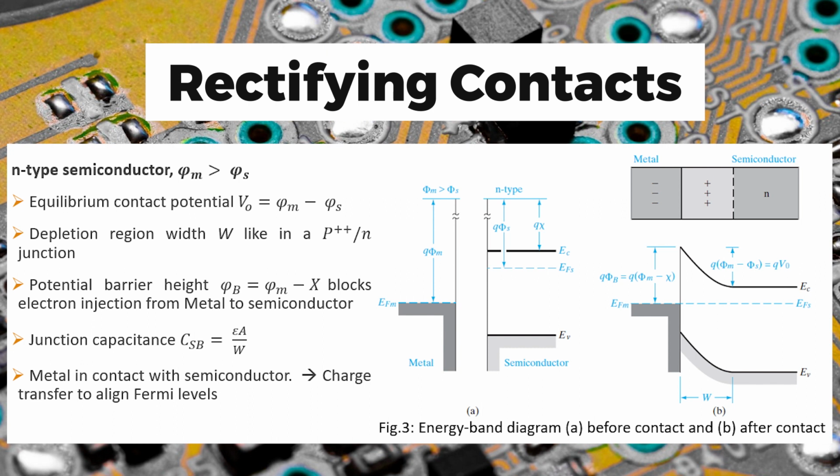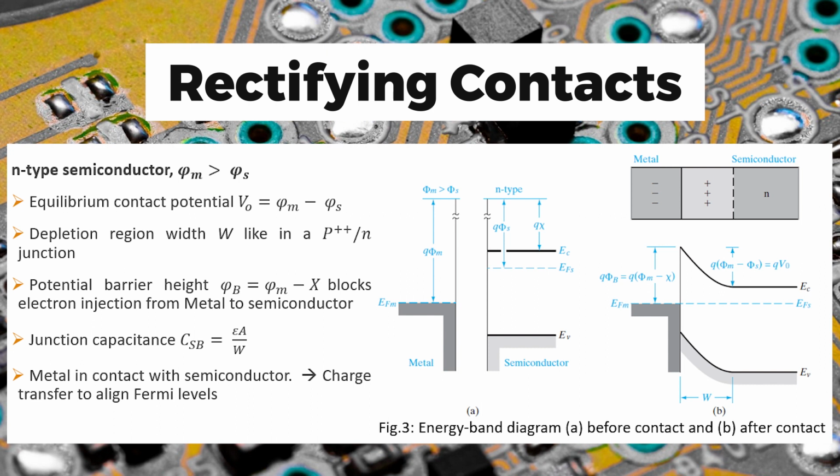When a metal with work function phi m is brought in contact with a semiconductor with work function phi s, and the work function of the metal is greater than the work function of the semiconductor, the Fermi energy level is initially higher in the semiconductor than in the metal before the contact is made. To align the two Fermi energy levels, the electrostatic potential of the semiconductor must rise, that is, the electron energies must be lowered relative to that of the metal.